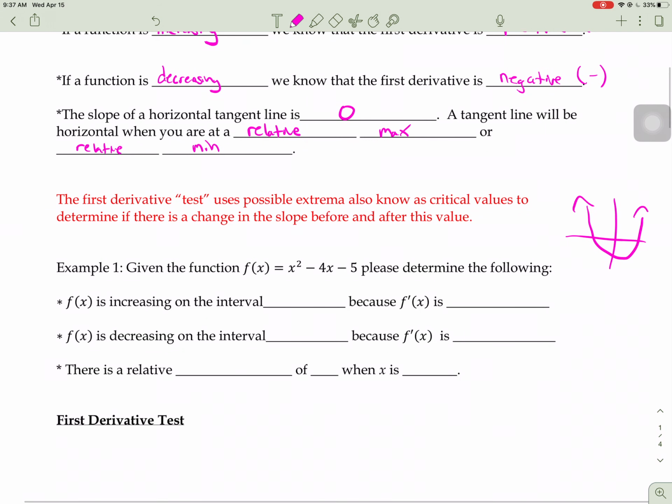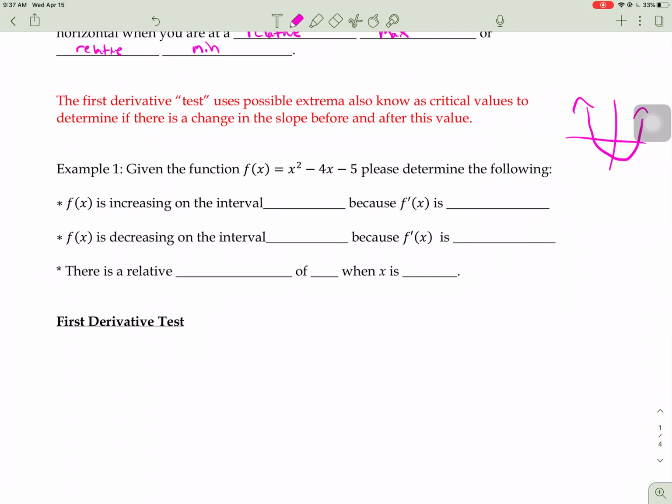So first thing we want to talk about is what? Well, let's do the first derivative test, okay? Let's take the derivative of f of x. So if f of x, I'm going to rewrite it down here, is x squared minus 4x minus 5, then f prime of x is 2x minus 4.